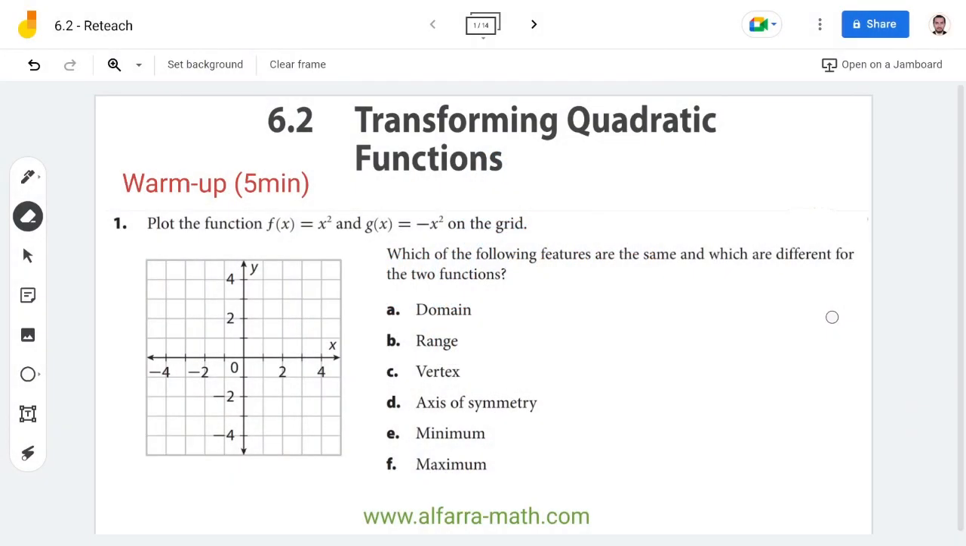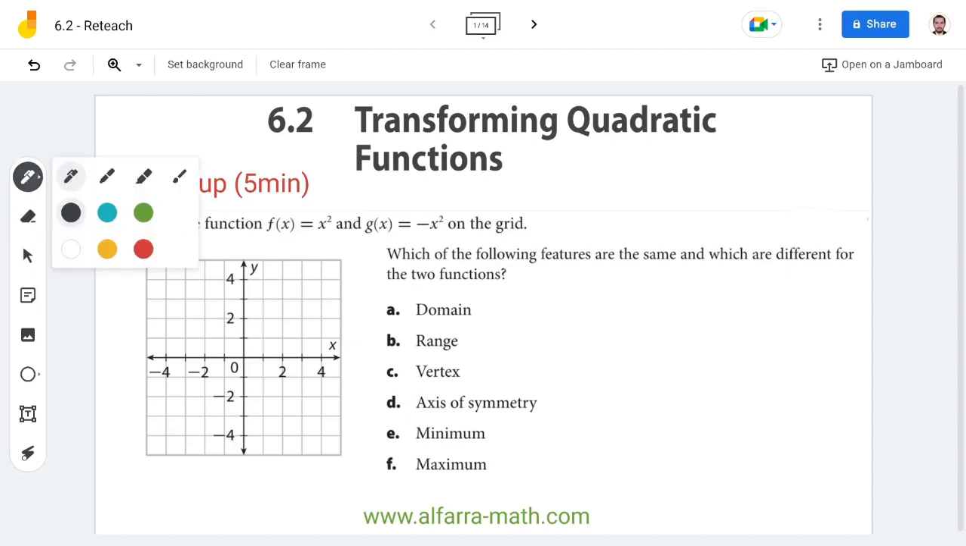Today we're going to start a new lesson, 6.2, transforming quadratic functions. After we finish 6.1, transforming functions, we have this warming up question, which is very important. Let's go through these questions.